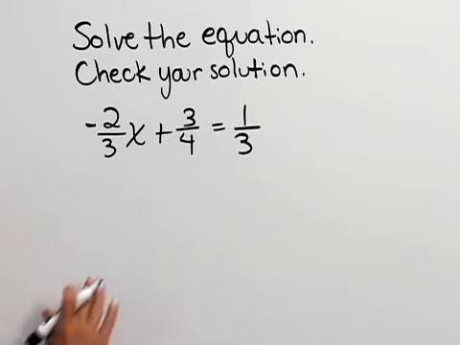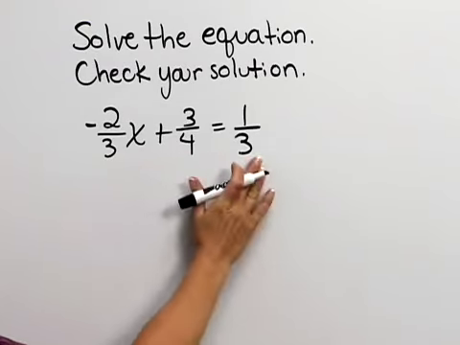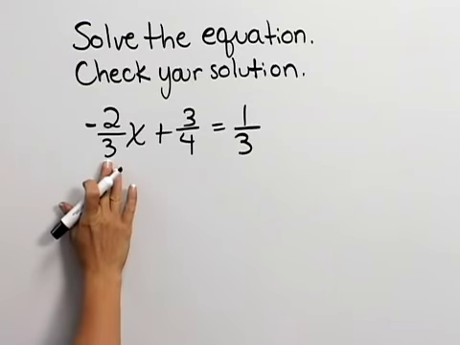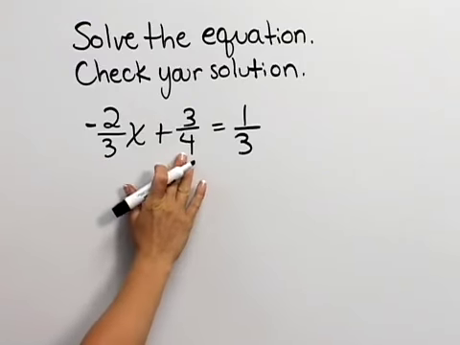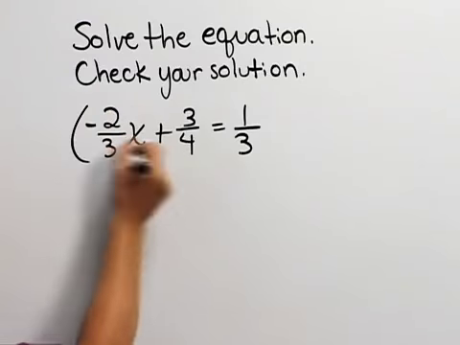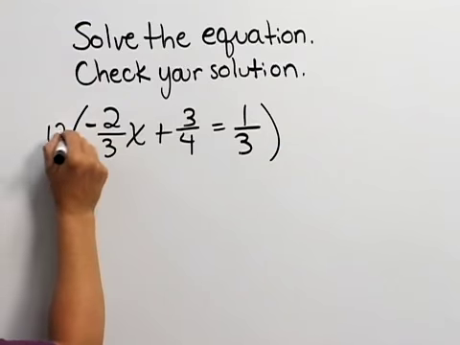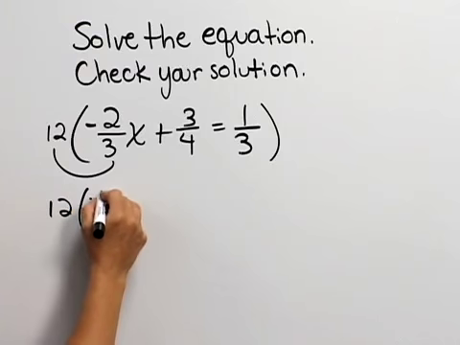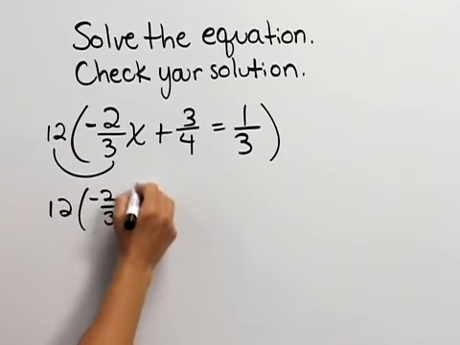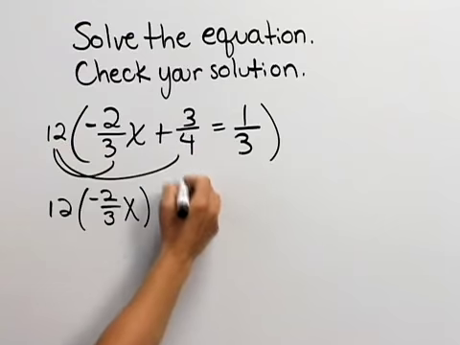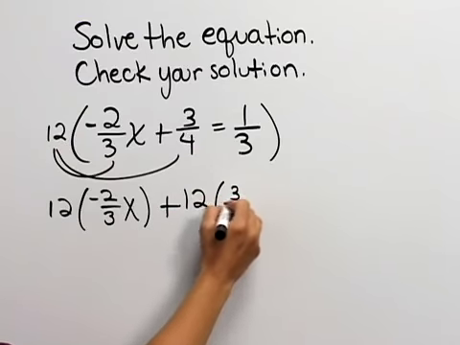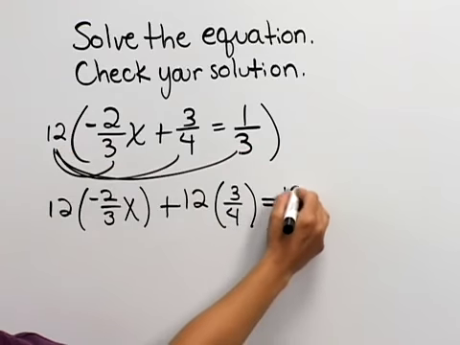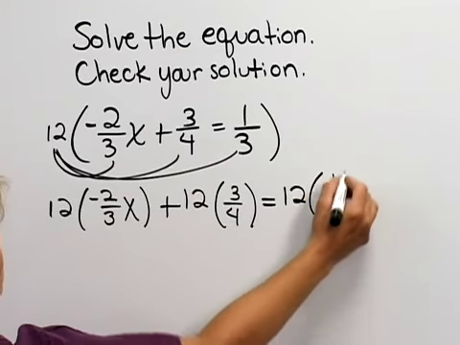This problem we can make much easier by making it so these fractions go away. To do that, we multiply by the least common denominator. The least common denominator for 3 and 4 is 12. So the entire equation will get multiplied by 12. We'll distribute 12 times negative 2/3 x plus 12 times 3/4 equals 12 times 1/3.